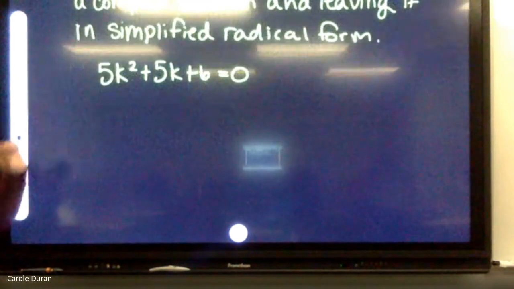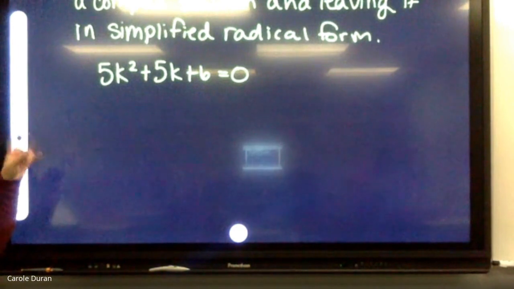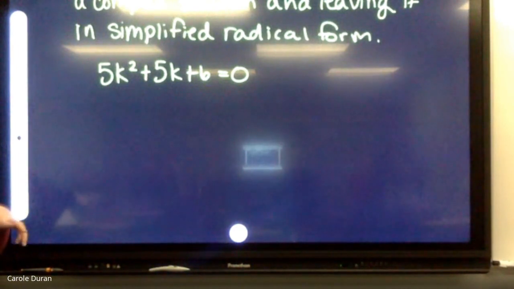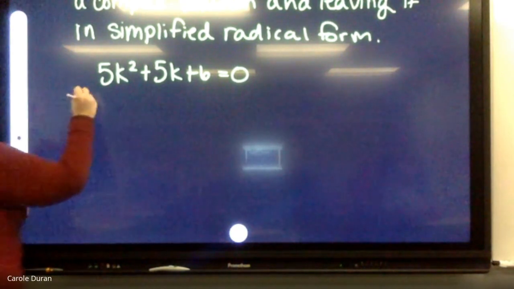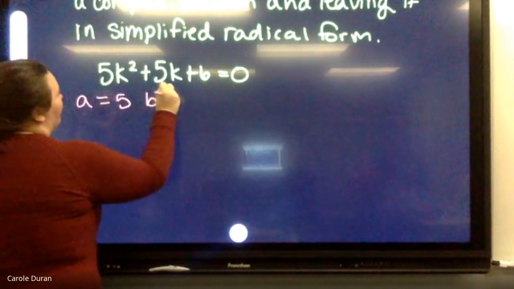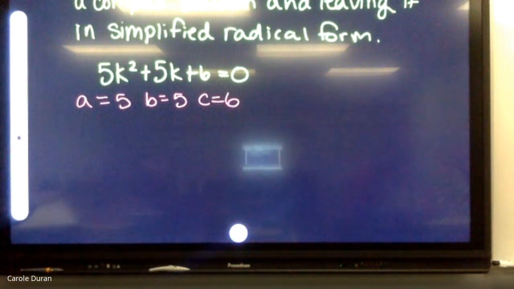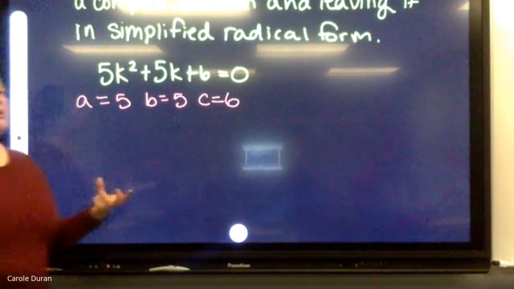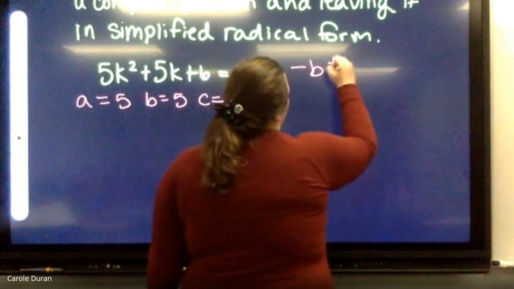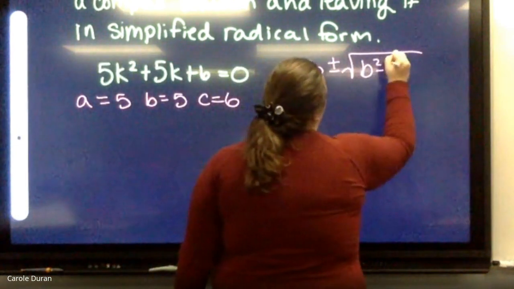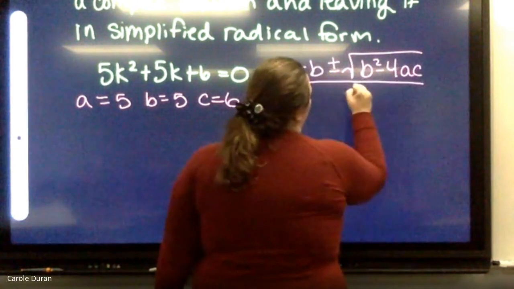To start with, this is not factorable, and I keyed you into that when I said find the complex solutions. So I'm going to have to use the quadratic formula. In order to use it, I have to know my a, b, and c values, correct? What's my a value? What's my b value? And what's my c value? So I take those and plug them into my quadratic formula. If you can't remember what it is: negative b plus or minus the square root of b squared minus 4ac, all over 2a.